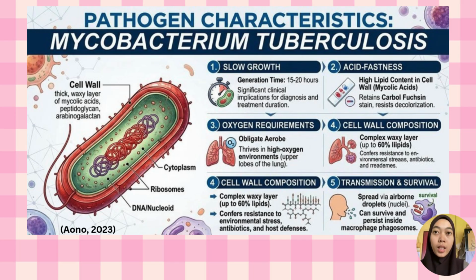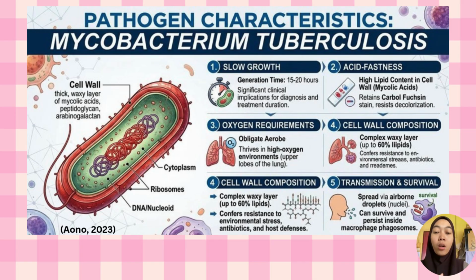The third characteristic is its oxygen requirement. Mycobacterium tuberculosis is an obligate aerobe, meaning it requires oxygen to survive and grow. Because of this, the bacterium commonly infects areas with high oxygen levels, especially the upper lobe of the lung.